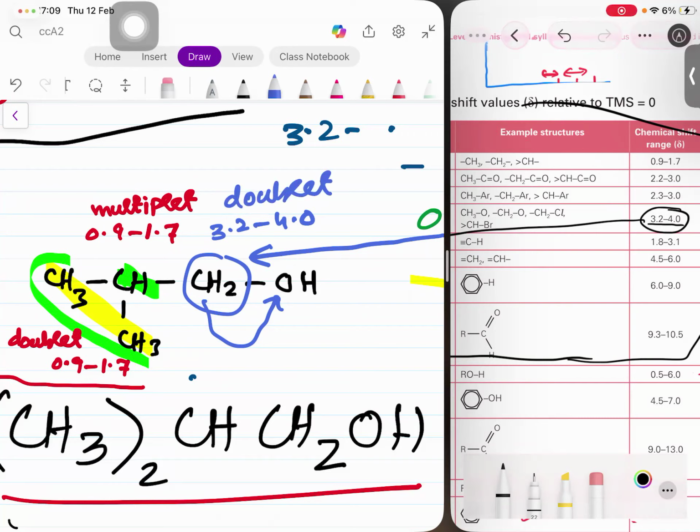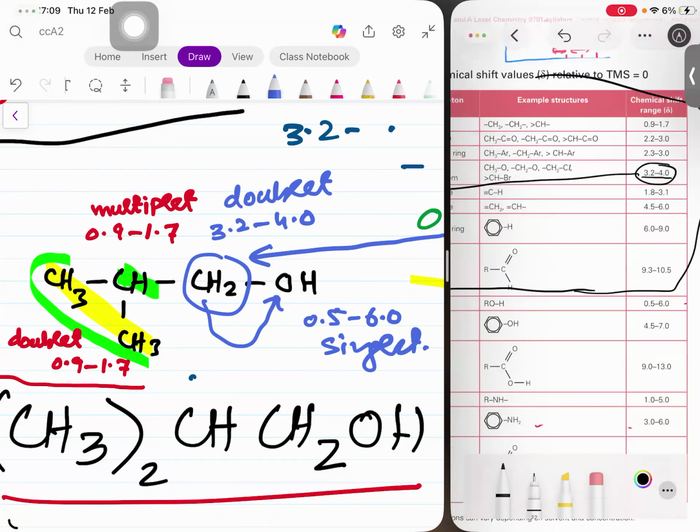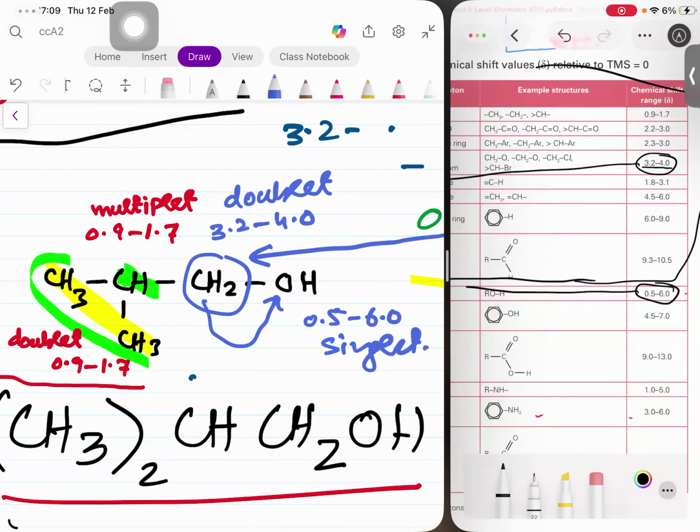The last but not the least, OH. 0.5 से 6, and it is always a singlet splitting pattern. और why 0.5 to 6? Because ये alcohol की peak है, वो देखिए नीचे. This is the one. और Ayla, OH, NH के साथ जो हाइड्रोजन अटैच होते हैं, their peaks are not splitted.